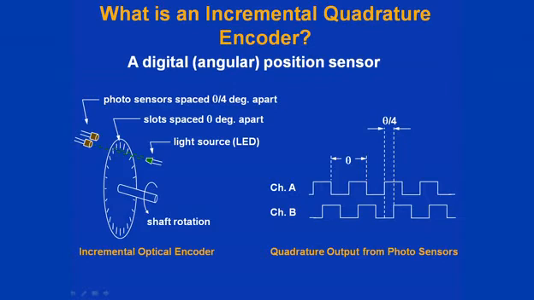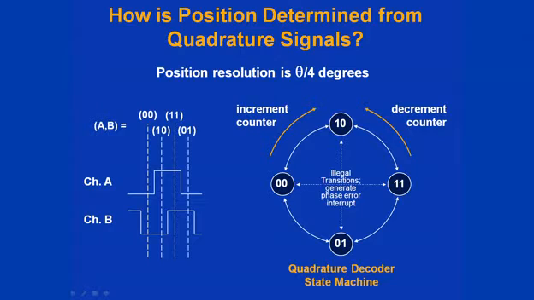The QEP circuit decodes and counts the quadrature encoded input pulses. This circuit can be used to interface with an optical encoder to get position and speed information from a rotating machine. Using a quadrature decoder state machine, we can determine if the counter is incrementing or decrementing, and therefore know if the disk is moving clockwise or counterclockwise.